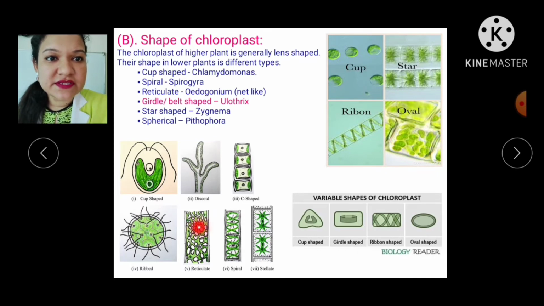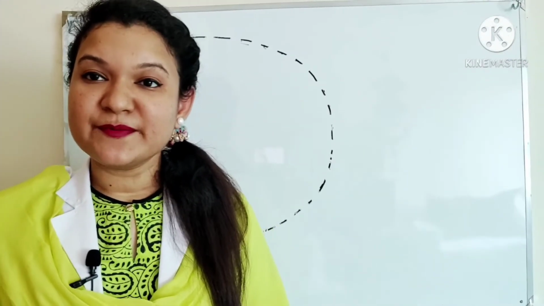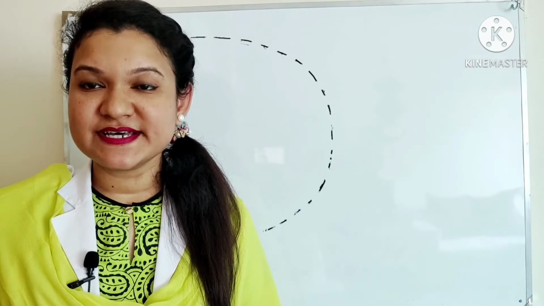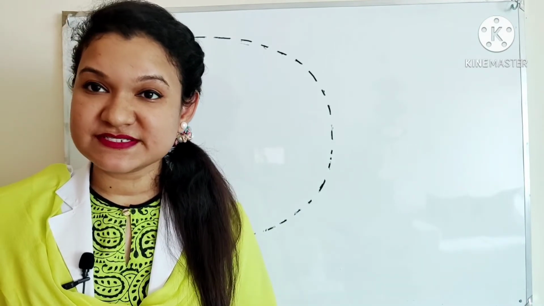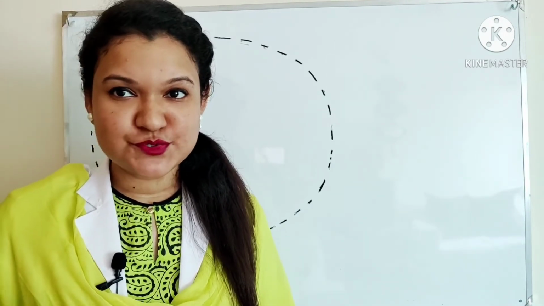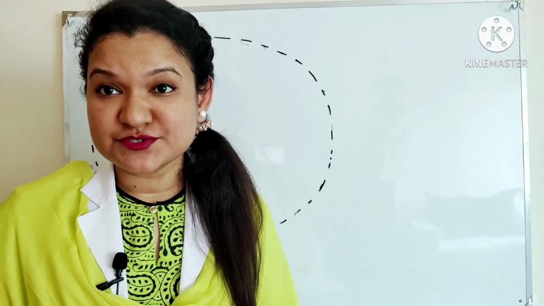This is the reticulate type of shape, and then girdle-shaped or belt shape. This is the girdle shape, and then star-shaped, Zygnema, and spherical. So chloroplasts have many shapes. I will draw a chloroplast and describe the physical structure of chloroplast. So dear students, you also draw with me.